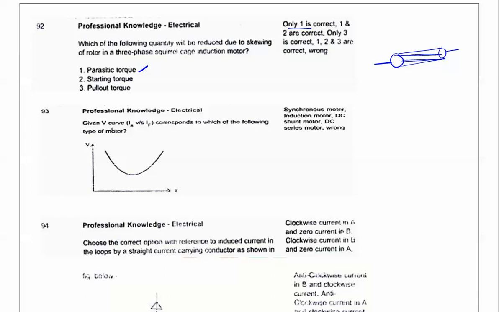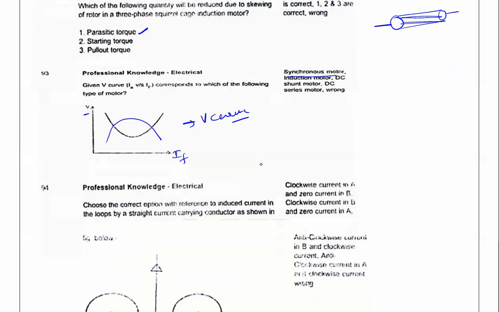Next one. Given the curves, that is voltage and the field current IF, corresponding to which of the following motors? You can say it's a V curve. The V curve is for the synchronous motor. We can also draw the inverted V curve like this. So this curve belongs to synchronous motors. So the option is synchronous motors.